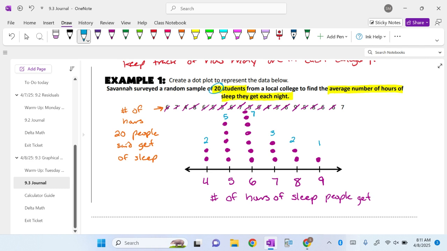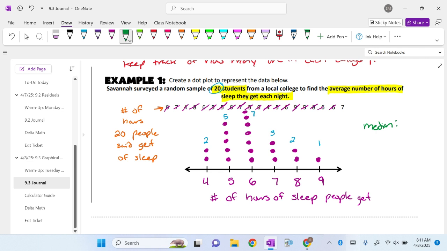Now, let's answer some common questions that we might get. The median. What does it mean by median? You guys learned this before. It's kind of the name, median. What does that sound like? Middle. All right. So your median is your middle. So you're trying to find what number you have in the middle.